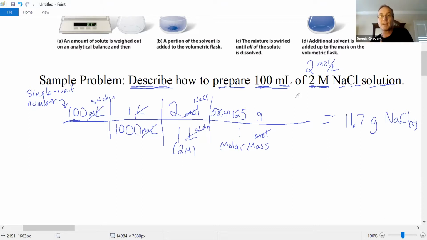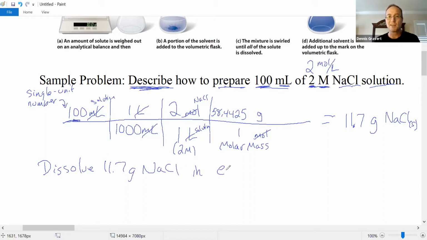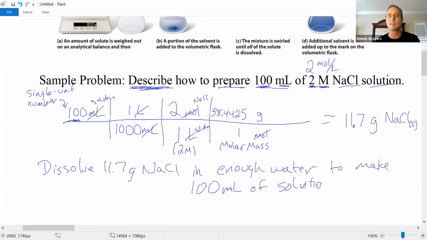And if you walk away saying, yay, I'm done, darn it, you don't get all the points. The question said describe. So I would look at this answer and say, oh, good, you told me how many grams sodium chloride I need, but how do you do it? Please describe it. So you could just simply say, dissolve 11.7 grams of NaCl in enough water to make 100 mils of solution. And I would then give you full credit.